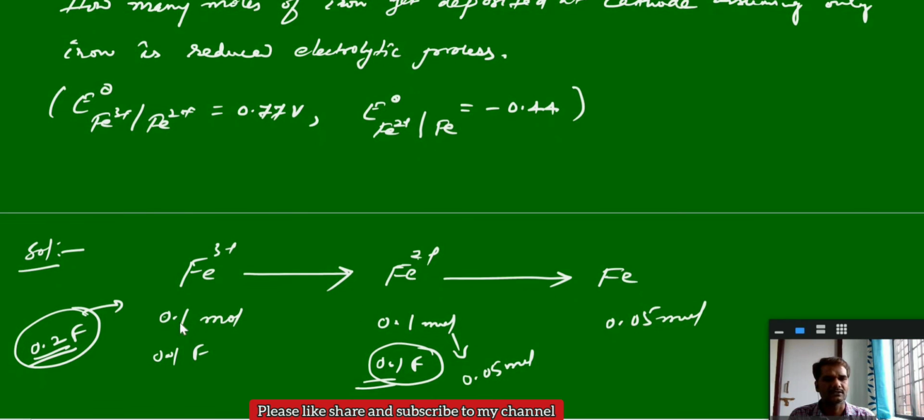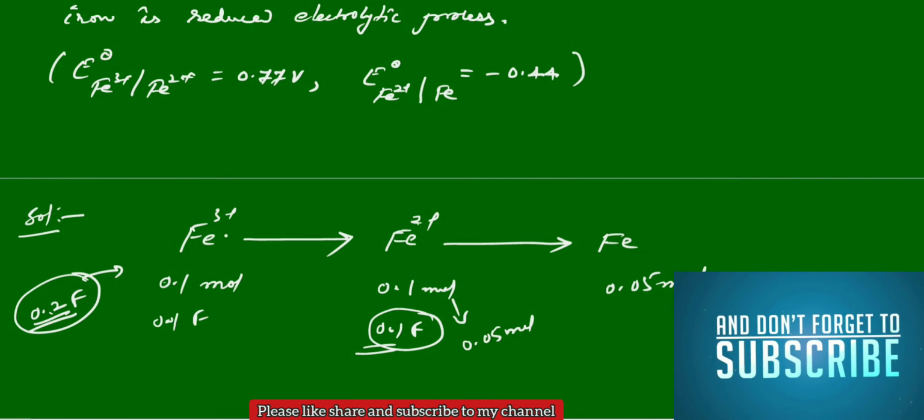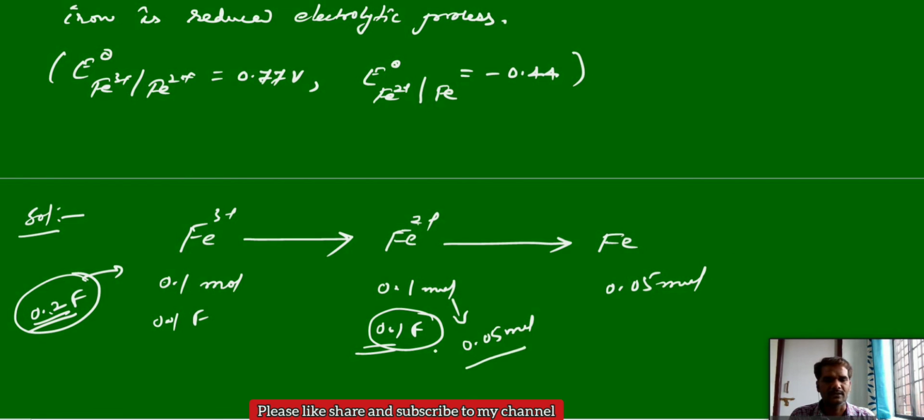Now the overall reaction. When you pass 0.2 Faraday through the iron 3 plus solution, it will give 0.05 moles of iron 2 plus and 0.05 moles of iron. So the amount of iron deposited is 0.05. And sometimes they may ask you the question another way. What is the ratio of iron 2 plus to iron remaining in the solution? That is a 1:1 ratio. Or what is the amount of iron 2 plus left in the solution? That is 0.05 mole. Like that, questions can be asked.